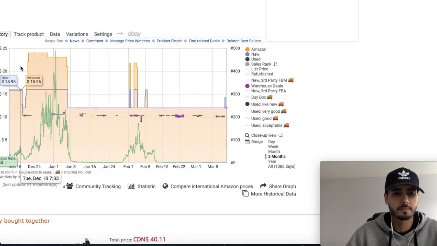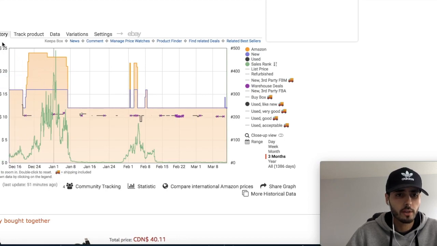This chart here, on the left side of the chart that I'm circling, is the price. So at the bottom, it starts at zero. It goes all the way up to 25 bucks, depending on how expensive the product is that you're looking at. But for this specific one, zero to 25. Now along the bottom here is the date, the time frame that you're looking at.